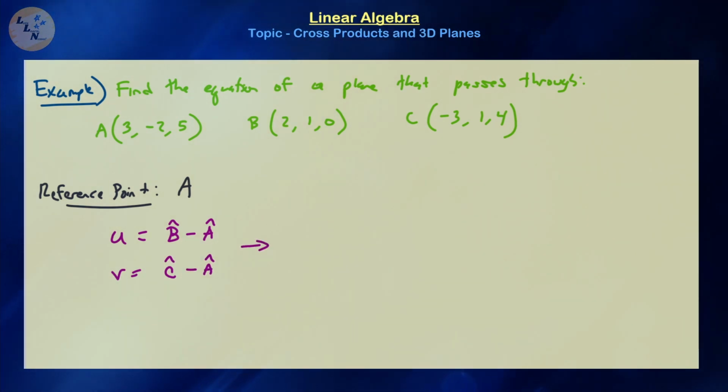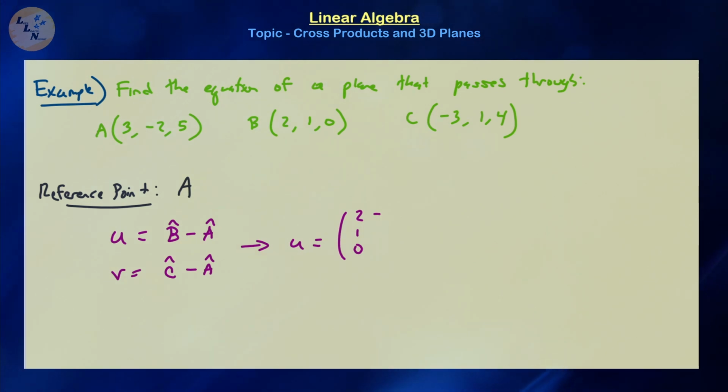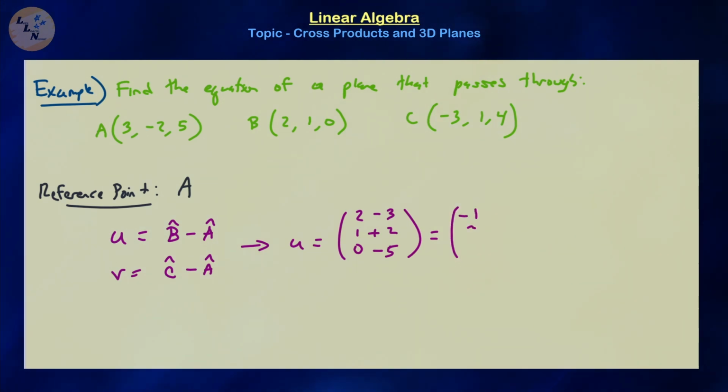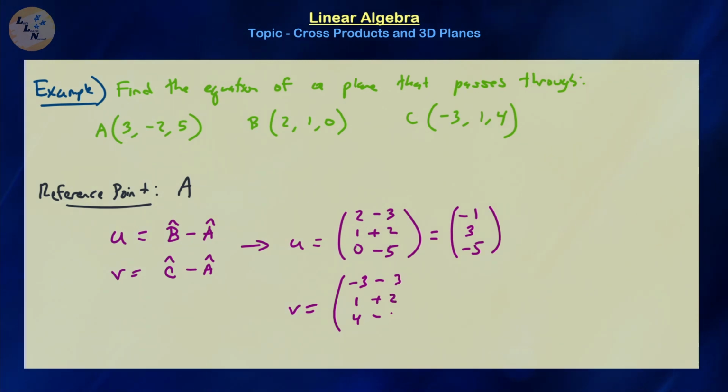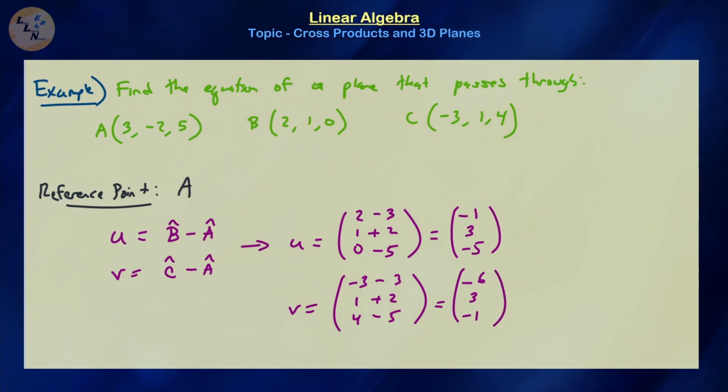So that's going to give us what? That means u is going to be equal to b, which is 2, 1, 0, minus a, which is 3, 2, 5, which is going to be minus 1, 3, minus 5. And then v is going to be equal to c, negative 3, 1, 4, minus a, which is 3, 2, and 5. So that's going to be minus 6, 3, and minus 1. So those are our vectors u and v.